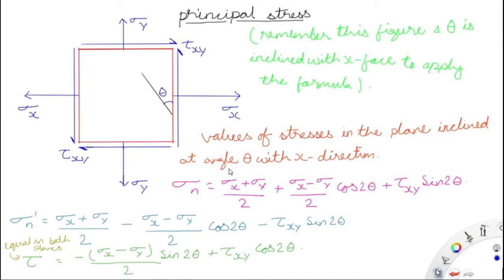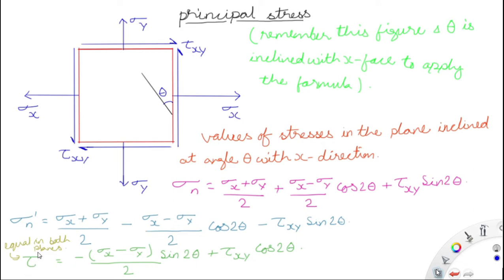This is the formula that we got, the values of stresses in the plane inclined at an angle theta with the x direction. Sigma n is the normal stress in that plane. There will be two normal stresses perpendicular to each other, sigma n and sigma n dash. So that plane inclined at an angle theta with the x face will have two normal stresses and one shear stress, but that shear stress will be of opposite nature. If one is tau, then the other will be minus tau.